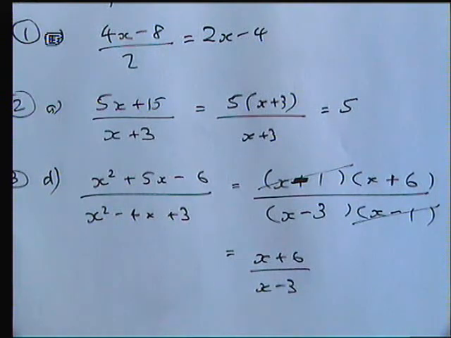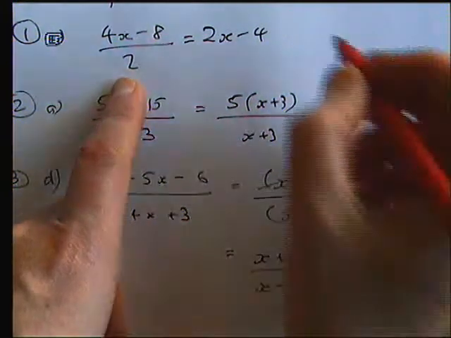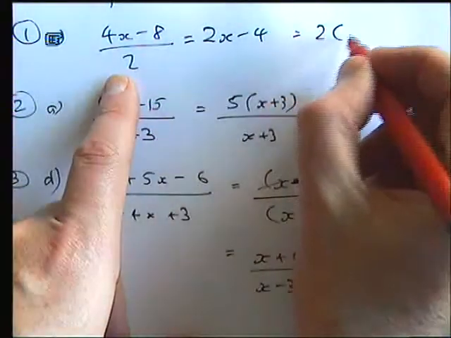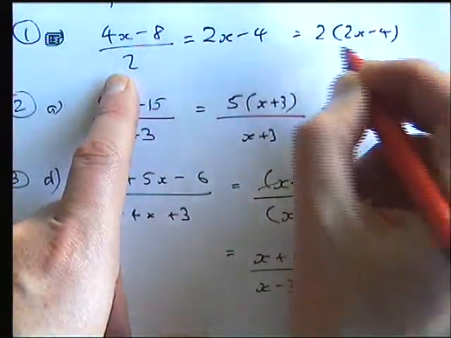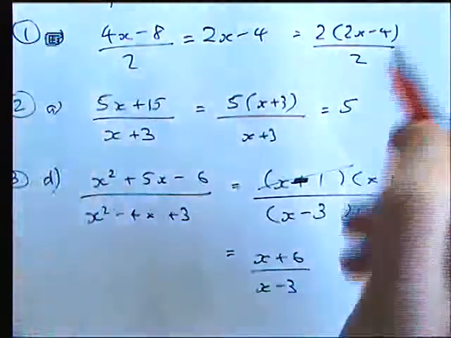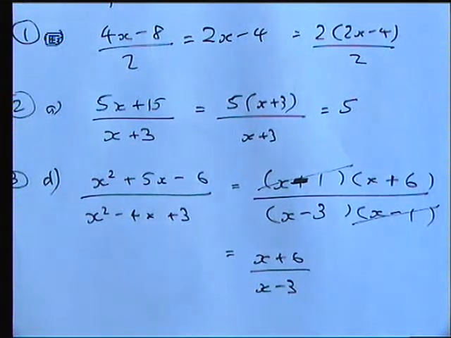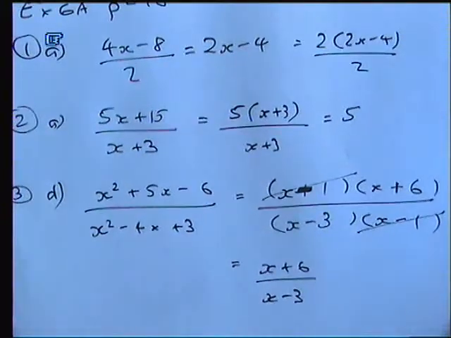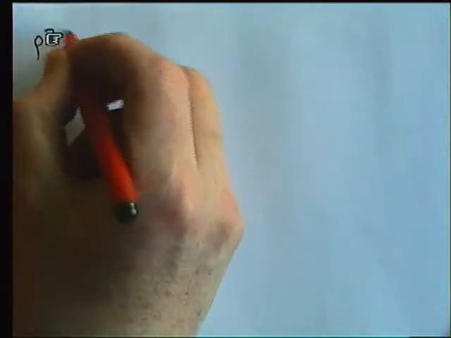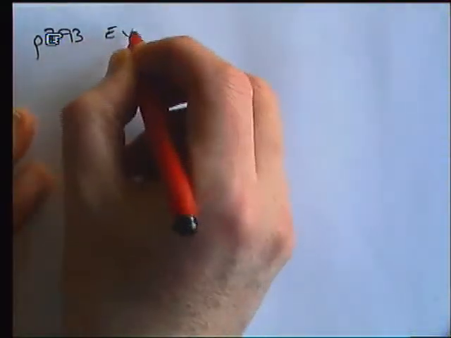So exercise 6A is basically about factorising. On this top one, we could, if we had really wanted to, have written that out like that and then cancel the 2's. So that's exercise 6A. Okay, we'll move on to exercise 6B. Page 293. If we can find page 293, exercise 6B.